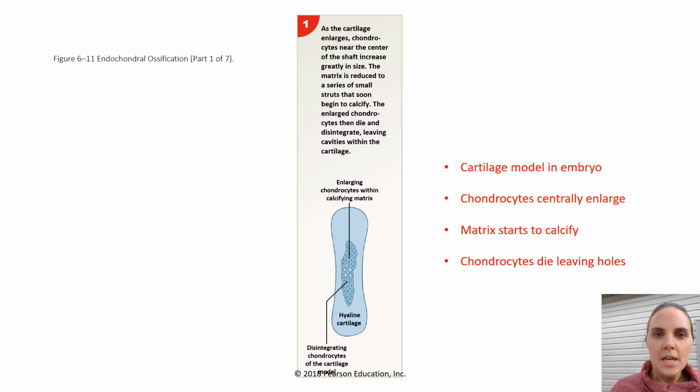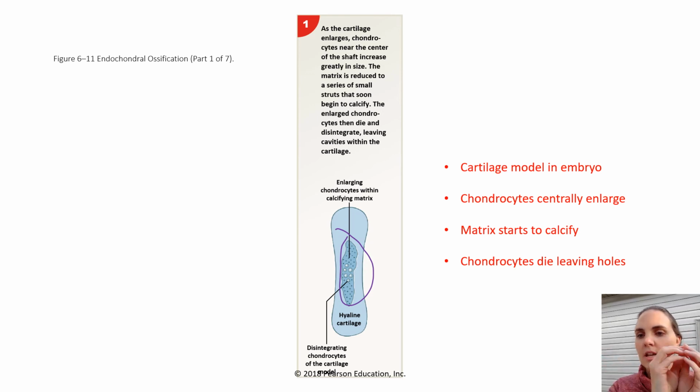So this endochondral ossification, we start in the embryo with that hyaline cartilage. And those cartilage cells, or chondrocytes, near the center of this shaft are going to enlarge. They're going to enlarge, which basically makes holes in the matrix where they're enlarging. Then that matrix begins to calcify, and the chondrocytes begin to die and disintegrate. And that leaves behind holes within that now calcified matrix.